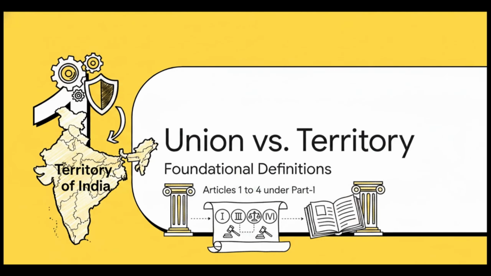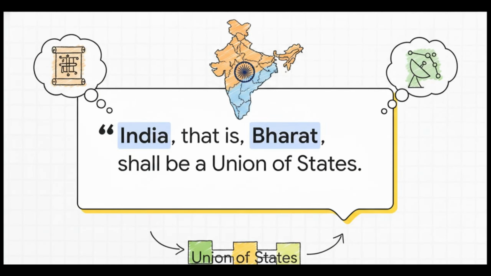All right, let's kick things off with Section 1, Union versus the Territory of India. Article 1 famously states, India, that is Bharat, shall be a union of states. Now listen closely here, because we're starting wide with these foundational definitions for a very good reason. The phrasing in our Constitution is highly specific, and honestly, misunderstanding it is a super common pitfall.